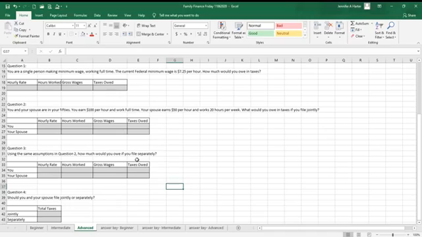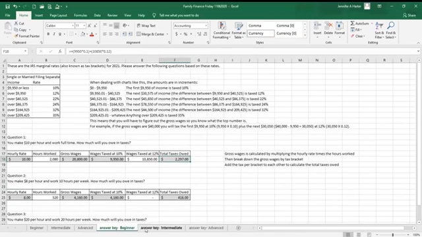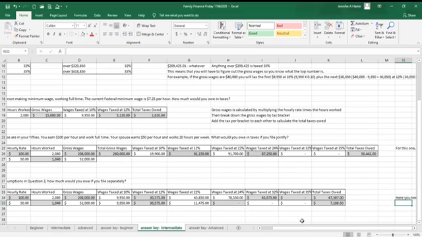Spoiler alert: most people, unless there's a big disparity in incomes, will find that married filing joint is preferable. But if you have one spouse that makes a lot of money and another spouse that really doesn't make a whole lot of anything, sometimes married filing separately can be advantageous. So with that, and then once again, you do have the answer keys. I did make some little notes here, so please feel free to go through that.